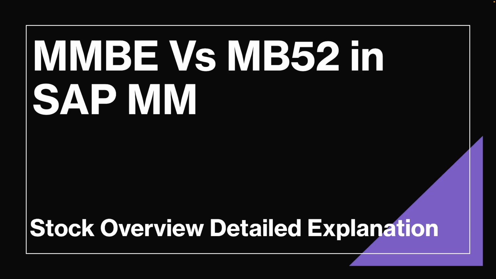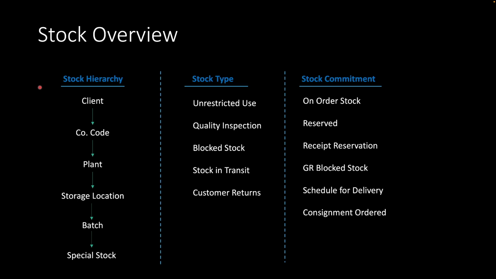Now let's start. Before we see these two reports, first let's see what a stock overview contains. That is, when you see the stock overview of any material, what all parameters are shown on the screen. So as you can see here, the stock overview is divided into these three parameters, that is the stock hierarchy, the stock type and the stock commitment.